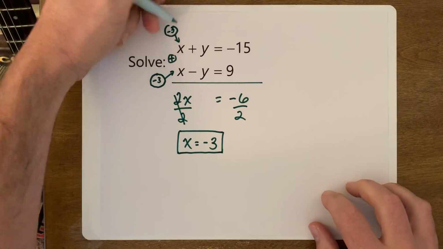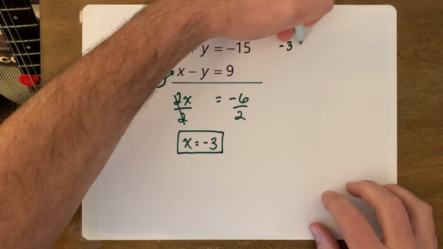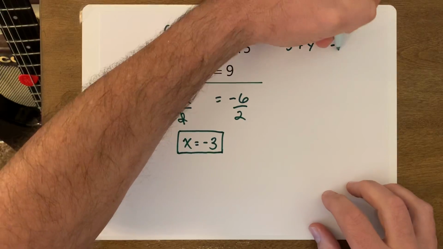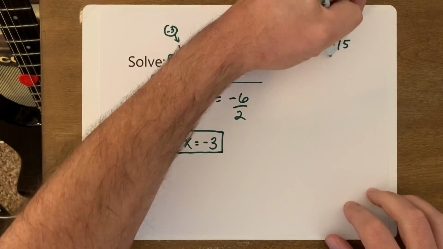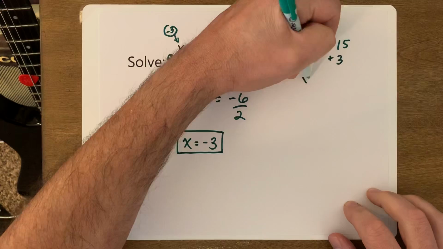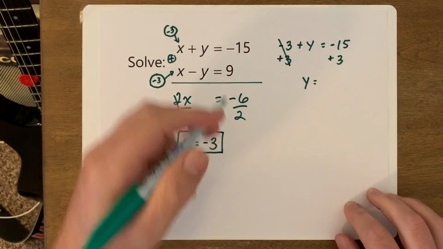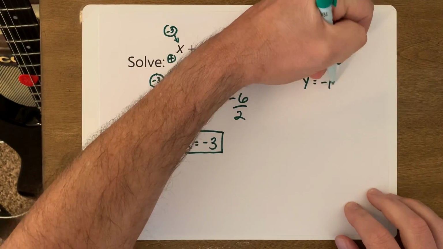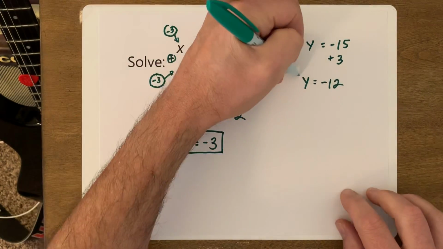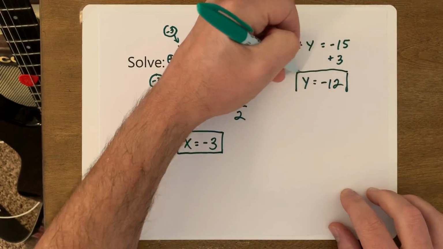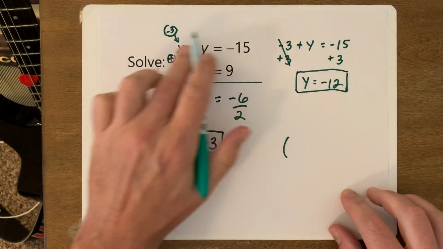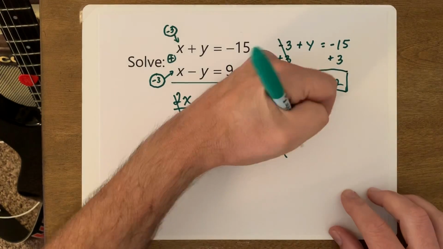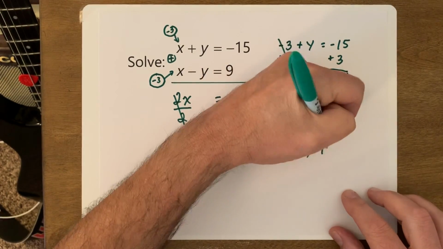So if x is negative 3, I'm going to get negative 3 plus y equals negative 15. Now that's going to give me an equation I can solve for y. And so add 3 to both sides, plus 3, and y is equal to negative 15 plus 3, which is going to drop me to negative 12, and that's my y value. And now I've got the x value and I've got the y value done. And so my ordered pair then of my solution where these two lines meet is negative 3, comma, negative 12.